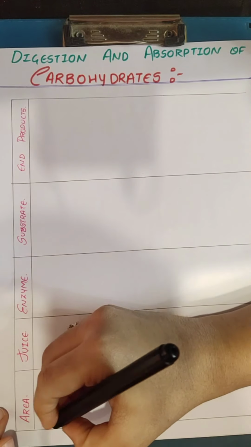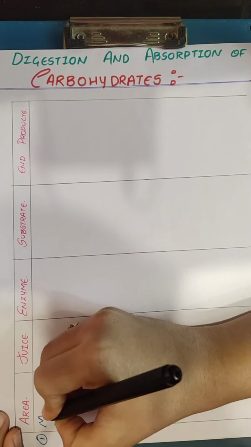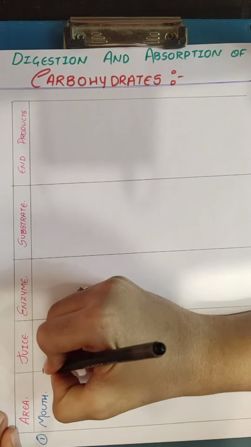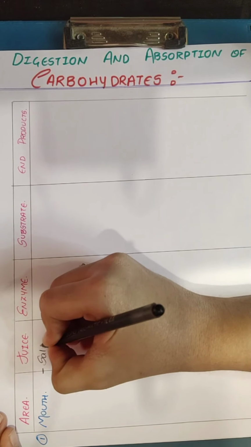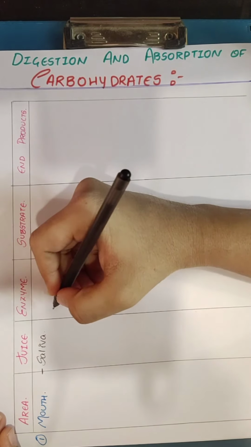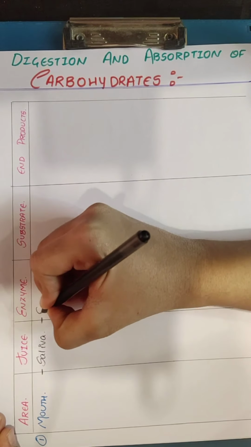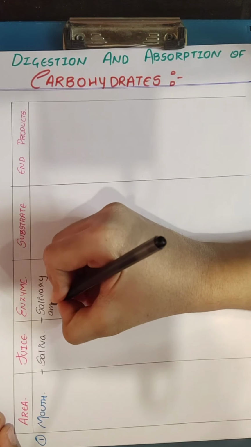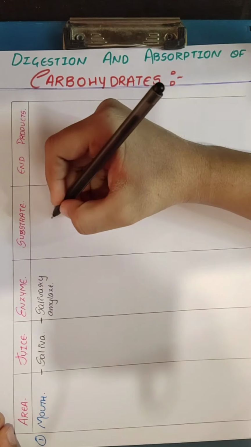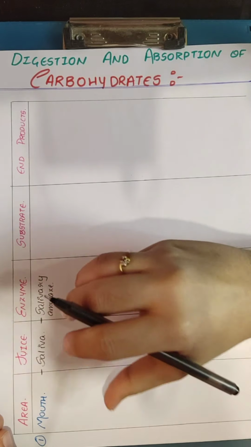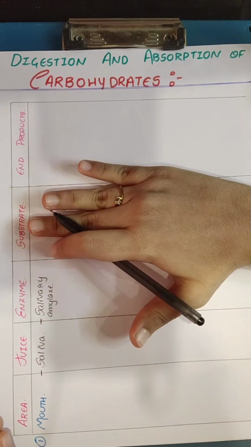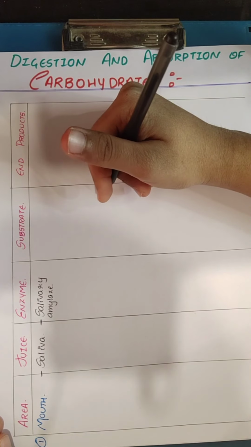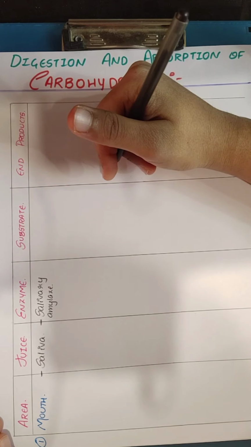Starting with the mouth, the first area is the mouth. The main juice present here is saliva, and the enzyme is salivary amylase. Salivary amylase is the enzyme which converts the polysaccharides into the disaccharides. What is an example of disaccharides? It includes dextrin as well as maltose.